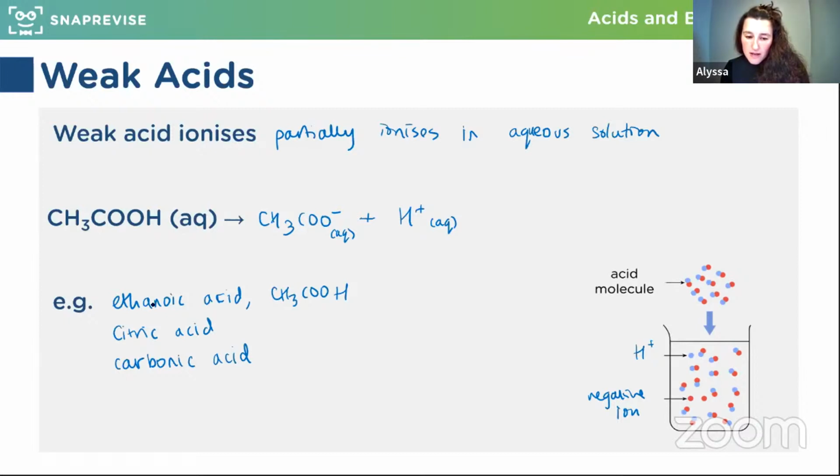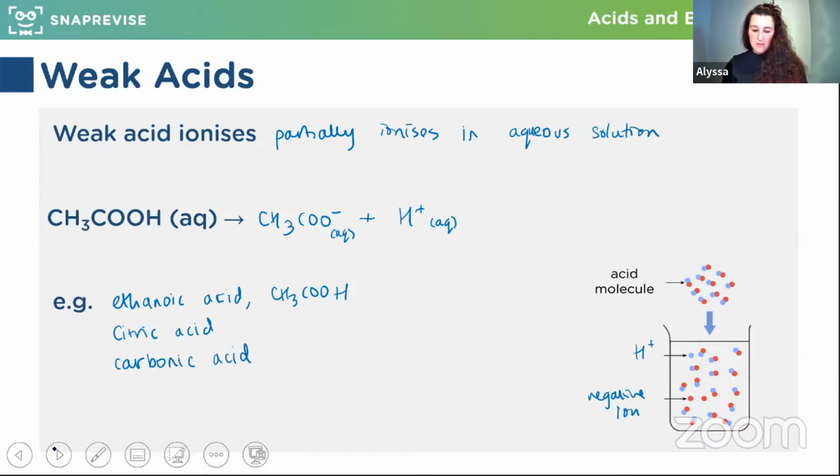Good question. We have to make the assumption that strong acids completely dissociate, as in every particle dissociates, and weak acids only partially dissociate. So there is a very definite divider there between strong and weak. If it doesn't completely dissociate, it's not classed as a strong acid. Okay, hopefully that answers your question.